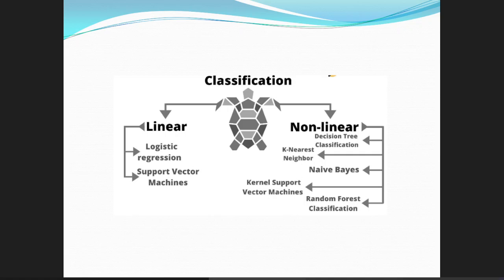Reason being that here we are basically predicting any two outputs. Output can be a category, 0 and 1, yes or no, right? So it comes under logistic. It comes under classification: support vector machines, decision trees, KNN, your random forest.